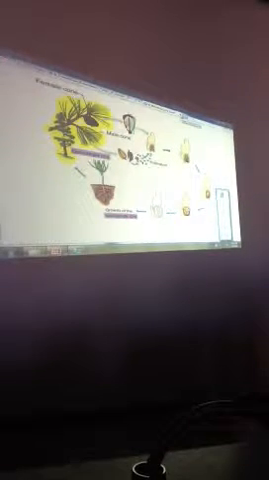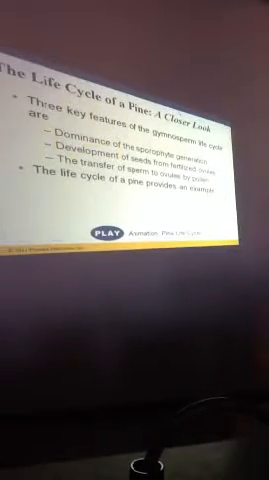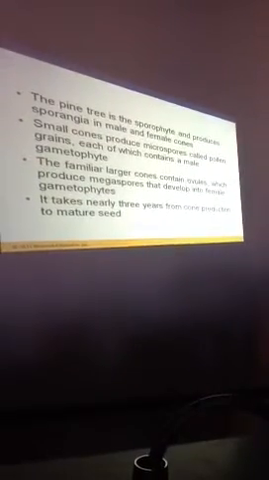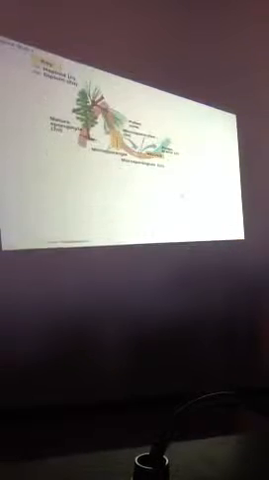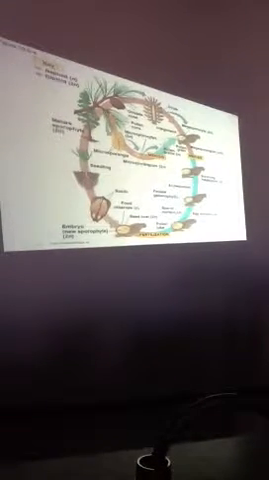Hopefully everyone's clear on sporophytes versus gametophytes at this stage. I should mention it takes nearly 3 years from cone production to the mature seed. Okay, this is just breaking it up, and I think there's a nice little picture in your book.